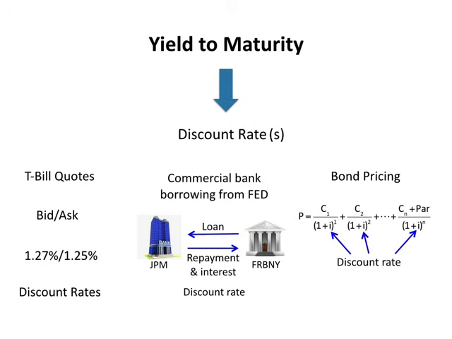Recall the earlier discussion regarding the computation of yield to maturity. The process involved finding the single interest rate that would cause the present value of the cash flows to equal the price. Yield to maturity is that single discount rate multiplied by the number of compounding periods per year.